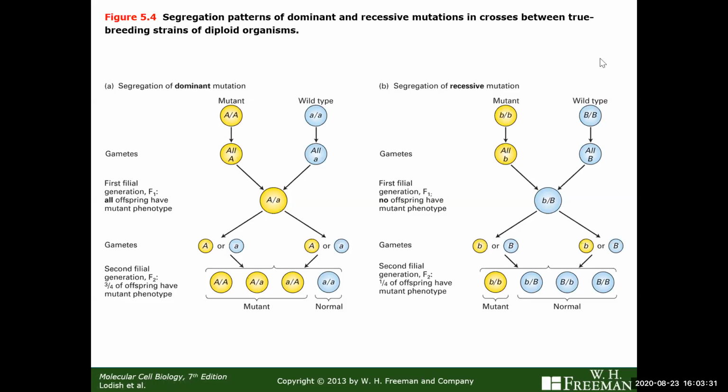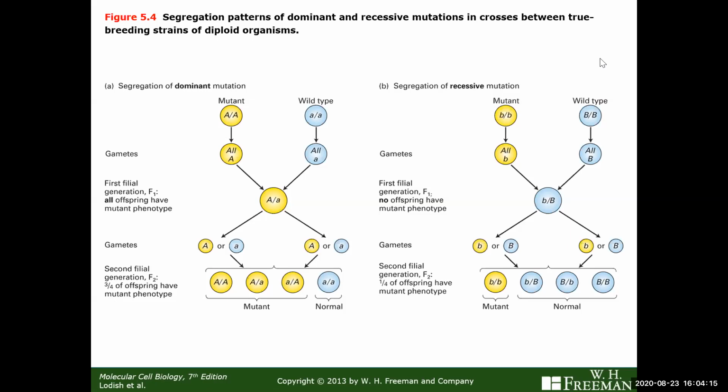However, if it is a recessive allele, the mutant is small b over small b, and the wild type is capital B over capital B. Then you do the same thing, and you remember that unless both the alleles in the diploid are small b over small b, it will behave as normal, okay? Because small b, the mutant, is a recessive allele.